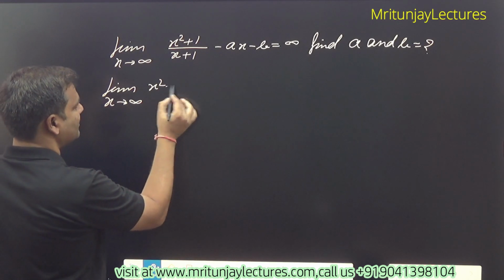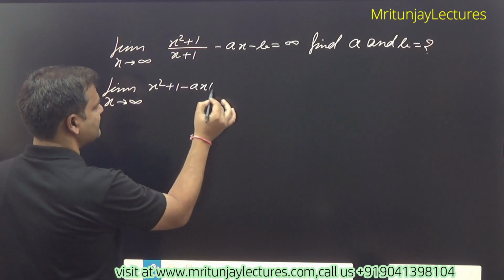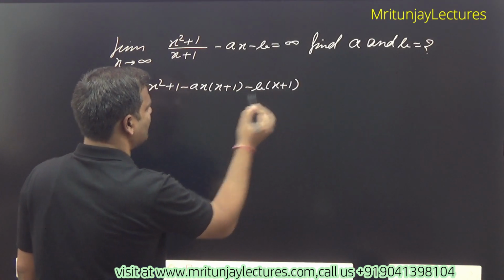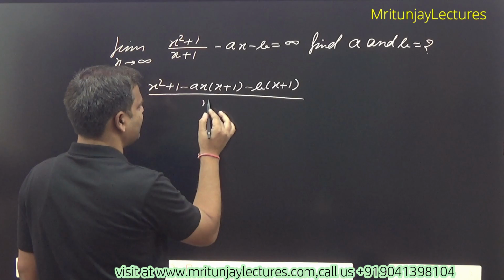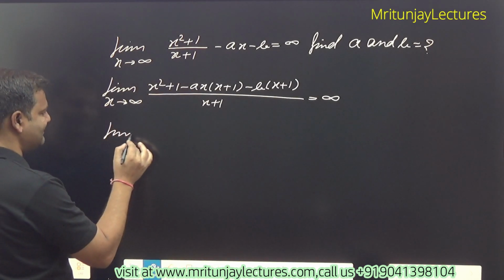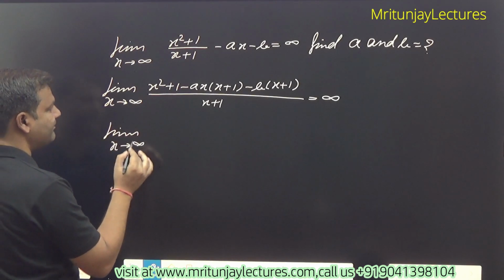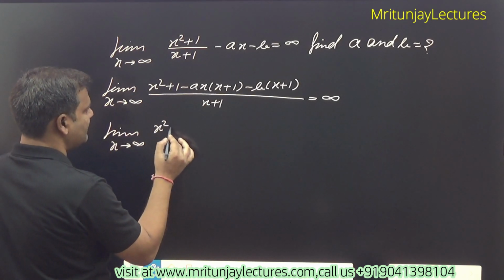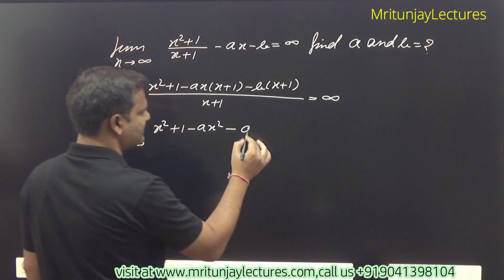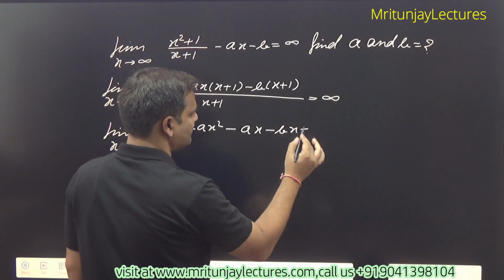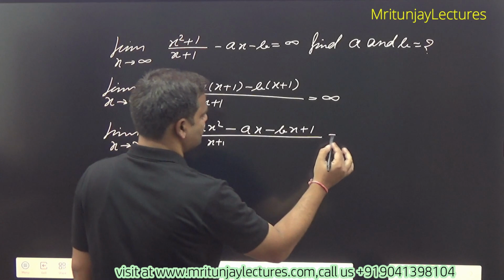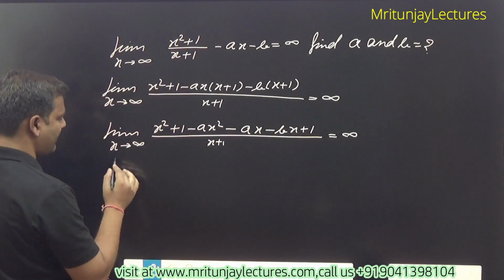Then we get limit of (x square plus 1 minus ax into (x plus 1) minus b into (x plus 1)) whole divided by (x plus 1), this is equal to infinity. After that, as x tends to infinity, x square plus 1 minus ax square minus ax minus bx minus b, divided by x plus 1, is equal to infinity.